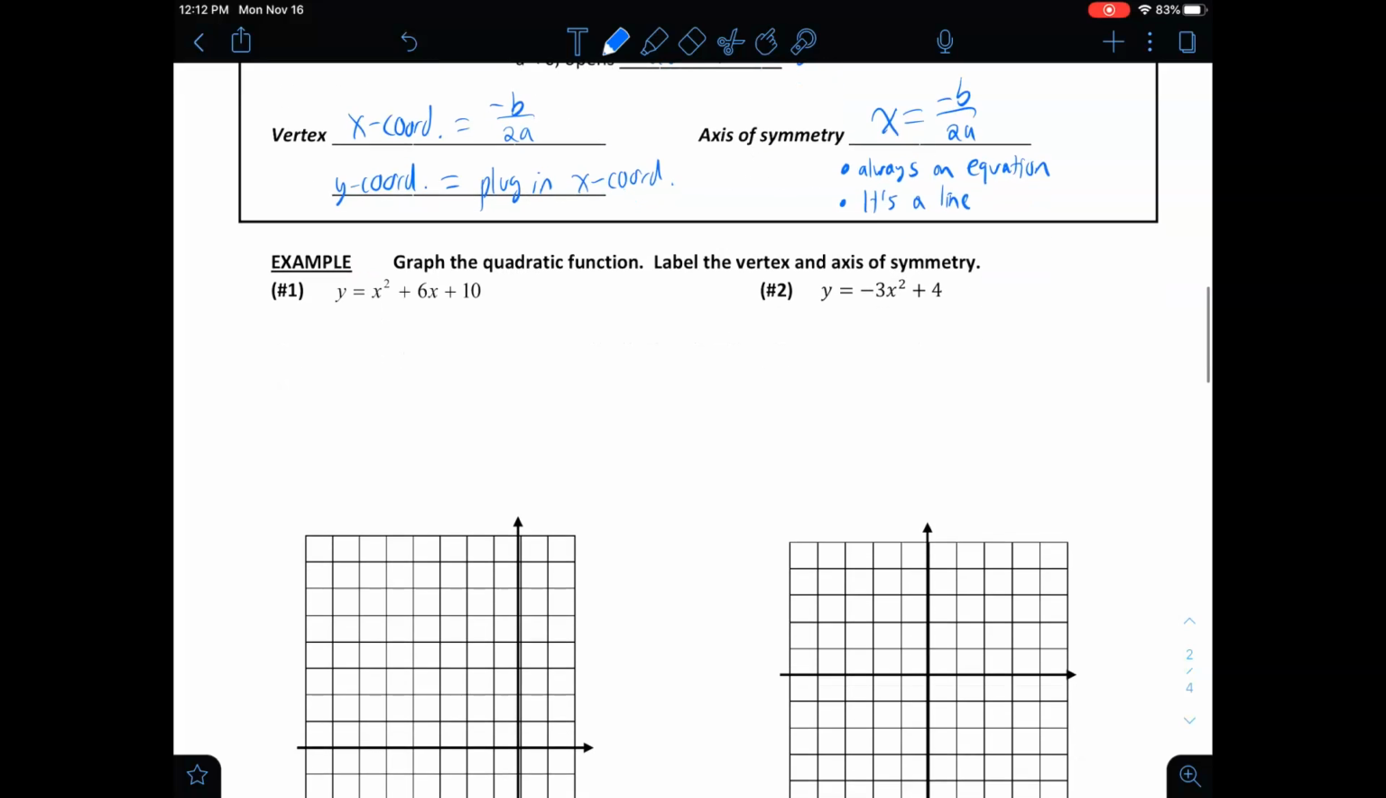Okay? All right. So now we have 2 more examples, and we're going to save some time here. I'm going to show you a shortcut to help you fill in the tables in a second here. But let's go ahead and get into this.